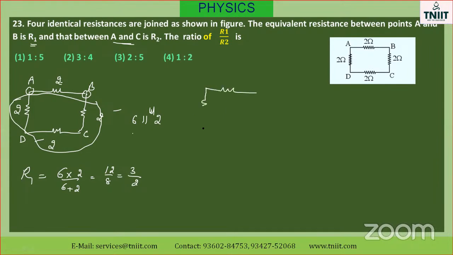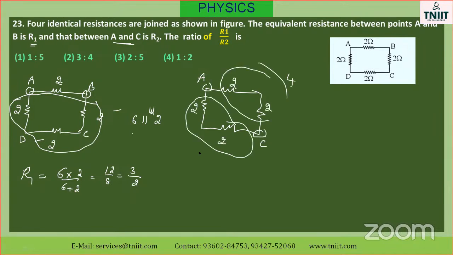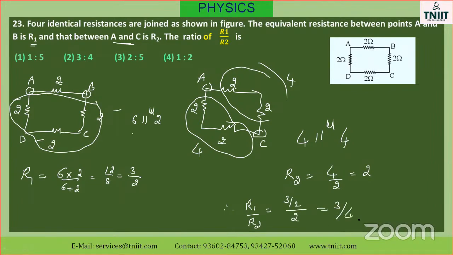This is R, this is R, this is R, this is R. This is A, this is C. So between A and C they are asking. These two will be in series, so 4. These 4 are in parallel with the other, so the equivalent resistance is 4 by 2, that is 2. Therefore, they are asking you to find the R1 by R2 ratio, that is 3 by 2 divided by R2 which is 2. So it becomes 3 by 4.